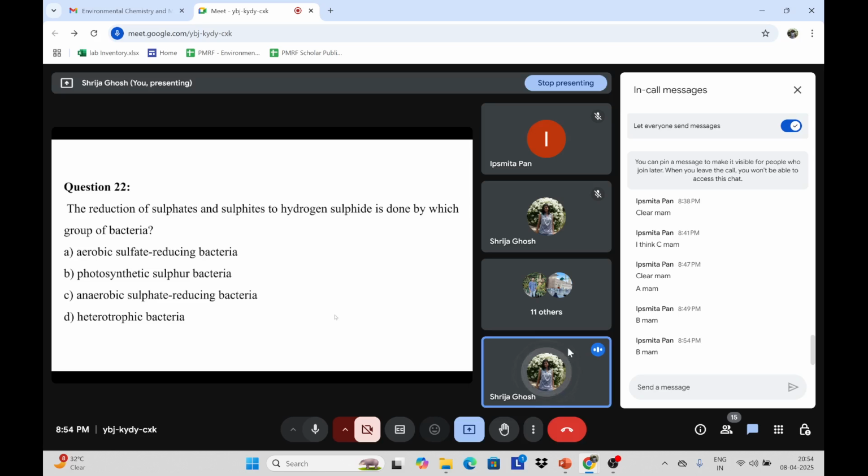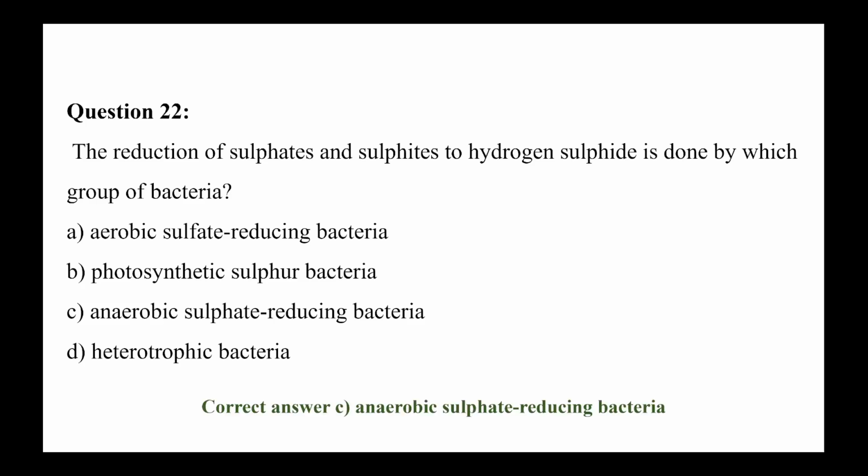Come on, write your answers in the chat box. Smita, you are saying photosynthetic sulfur bacteria, do you think light can penetrate to the bottommost layer of the Winogradsky column? For photosynthesis to occur, you need light. The correct answer is option C, anaerobic sulfate reducing bacteria.